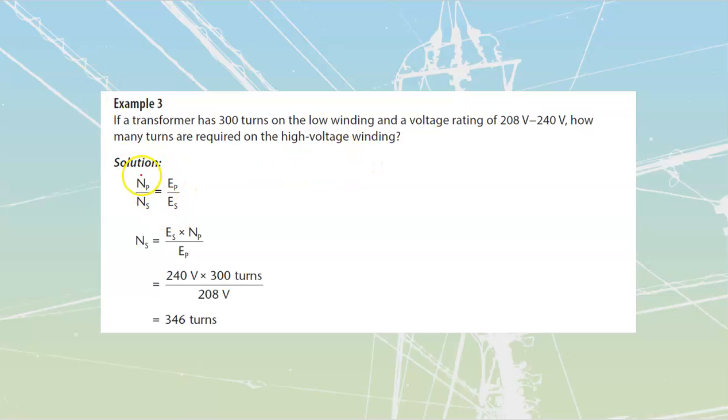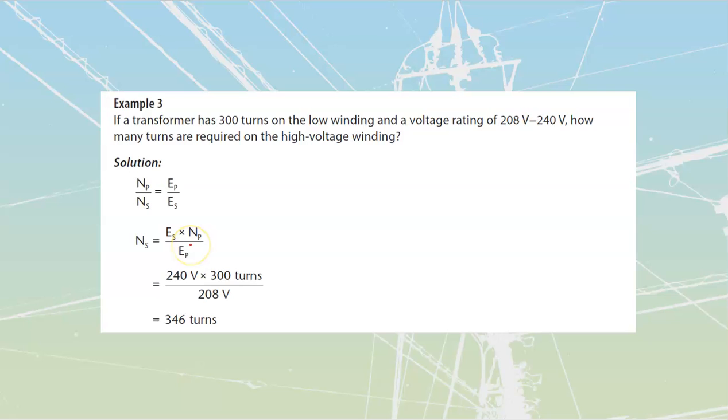So we've got this number of turns on the primary, number of turns on the secondary. We're going to drop values in for what we have, but first we're just going to move this formula around. What I'm doing is multiplying NS up to the top, then taking EP down to the bottom, and taking ES up to the top on the other side, which gets me to this formula over here.